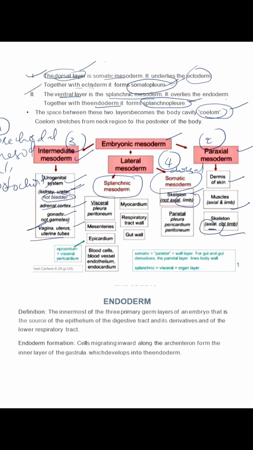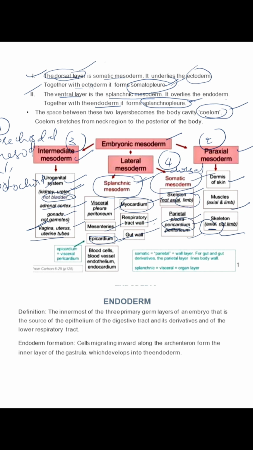Okay. Now, you can also see the pleura, the pericardium, the peritoneum. Okay. Now, the splanchnic mesoderm is forming myocardium, respiratory tract wall, gut wall, visceral pleura, peritoneum, mesenteries. Okay. Epicardium. You can see epicardium here. Here it is myocardium. The epicardium and the myocardium are formed by the splanchnic mesoderm, whereas the pericardium is formed by the somatic mesoderm.